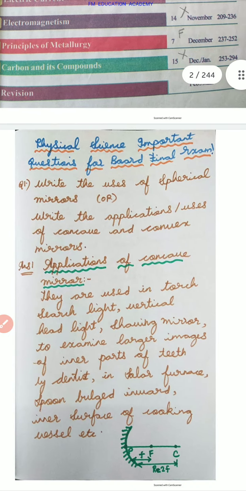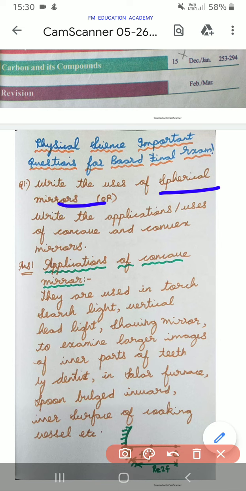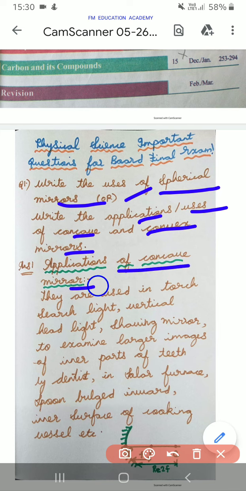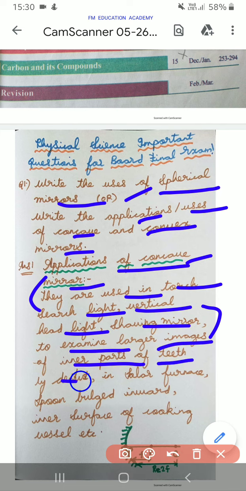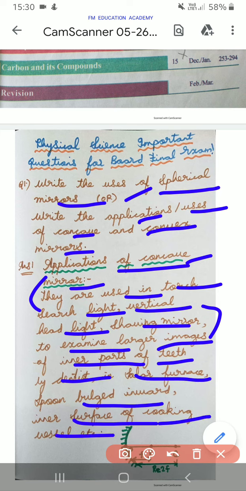So first, write the uses of spherical mirrors, or write the applications or uses of concave and convex mirrors. If this question comes, it depends on what is asked, you have to write accordingly. Applications of concave mirror are: torch searchlight, vehicle headlight, shaving mirror, and you should know the reason also. Study very carefully all these instruments and the reasons why they use a concave mirror: to examine larger images of inner parts of teeth by a dentist, in solar furnace, spoon bulged inward, inner surface of cooking vessel, etc.